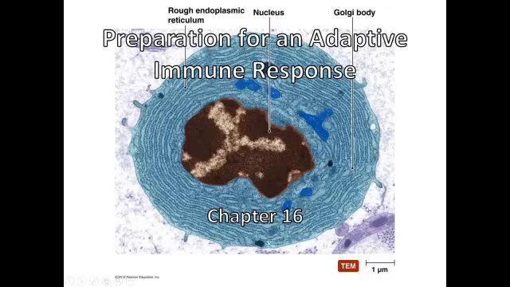Chapter 16, Preparation for an Adaptive Immune Response.